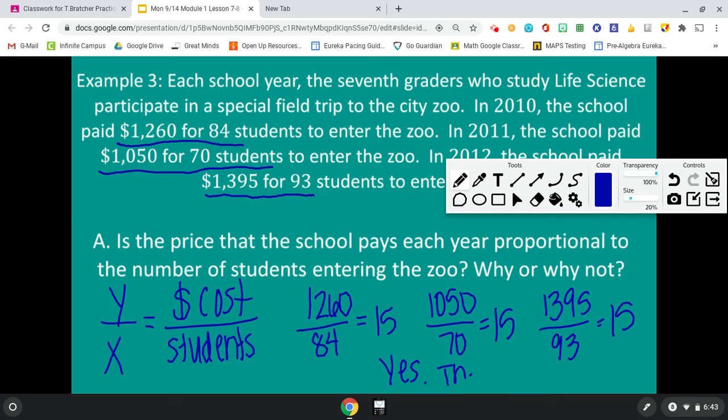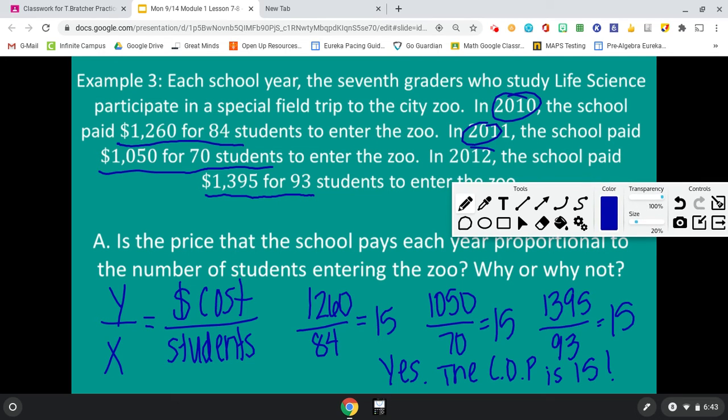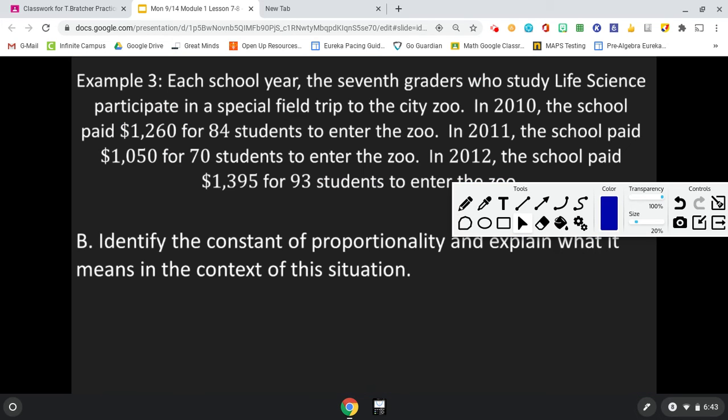Okay, the constant of proportionality is 15. So we know it's $15 for each student, and it was that in 2010, in 2011, and also in 2012. So their rates have not changed for a ticket price. All right, so $15 per student.